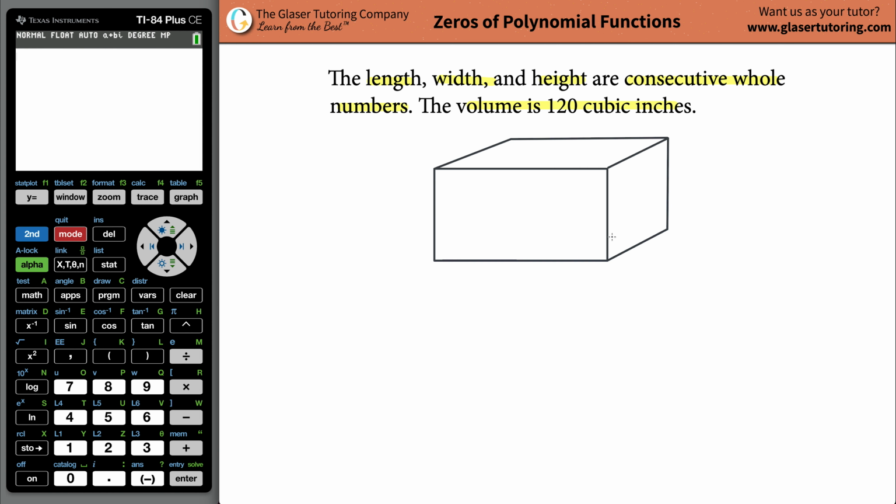How do we find the height? How do we find the length, width, and height? Sorry, I'm just learning how to speak.